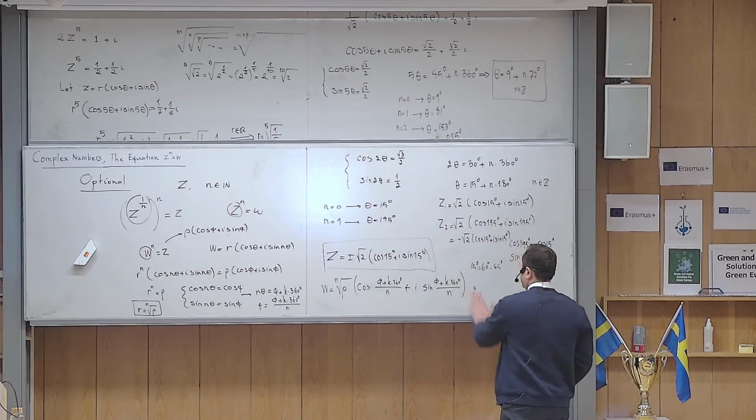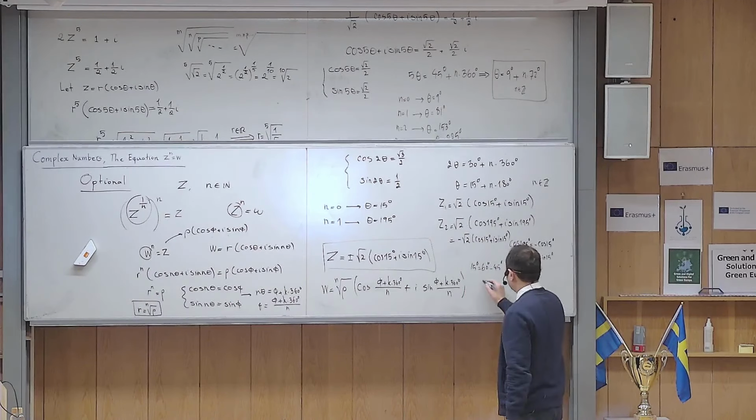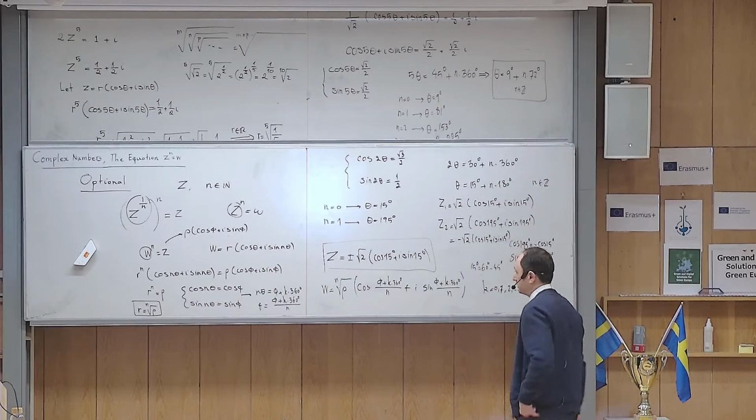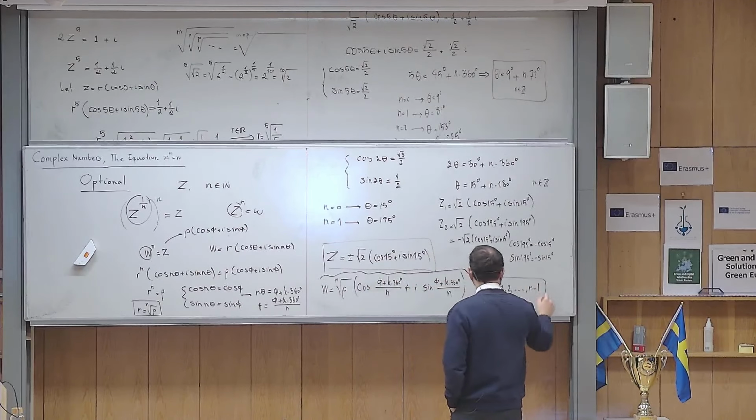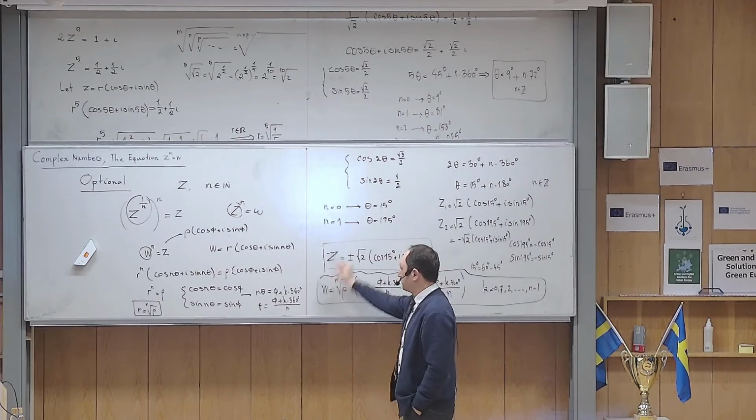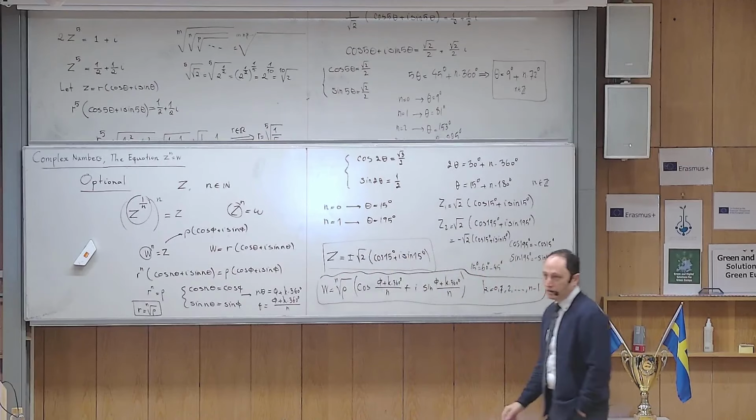But what is k? k runs from 0 to 1 up to n minus 1. If you want to know a little bit more, which is very related, by the way, I don't know why they don't talk about the nth root, but that is how we do it.